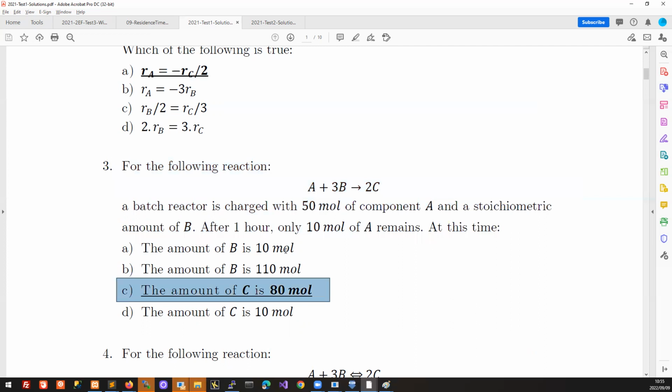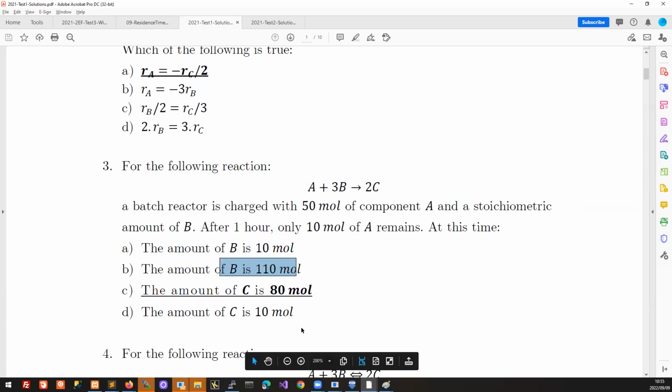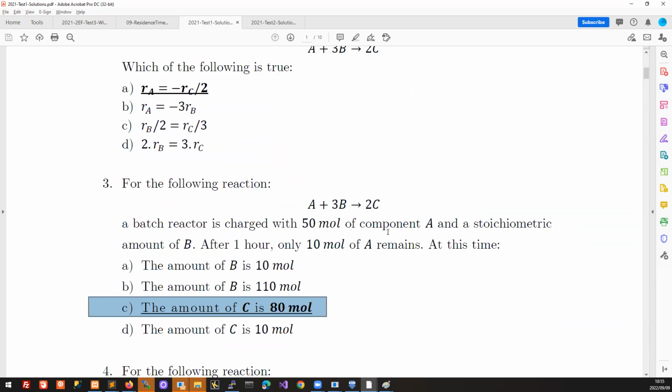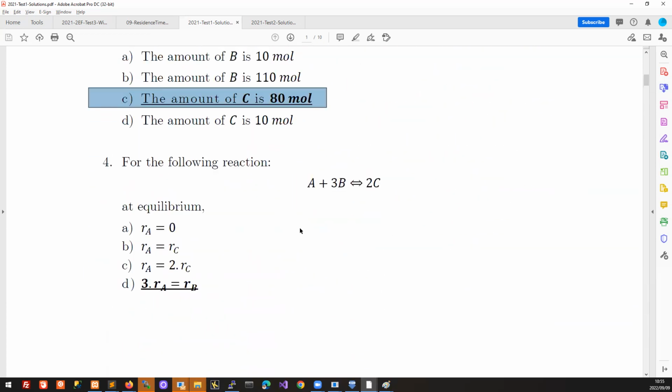That one is correct. If we check for B, we know that if 40 moles of A has reacted, then 120 moles of B has also reacted. And so remaining will be 30 moles of B. So it's not A and it's not B, and then we know it's not C. So that's the answer for this one. These are simple stoichiometry type questions.